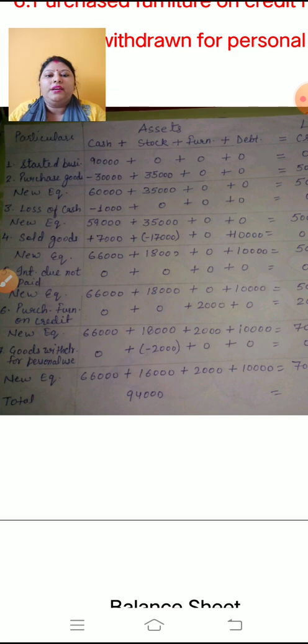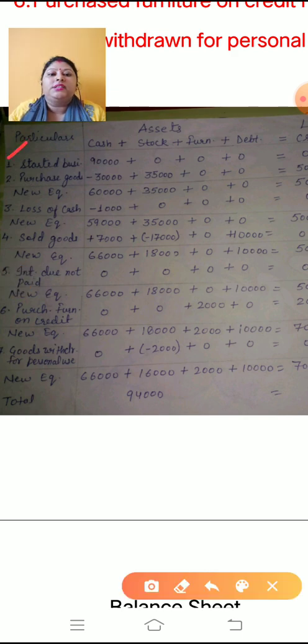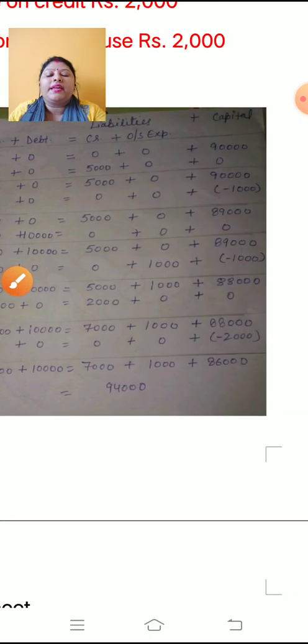On the particular side you have to write down the first transaction: started business. If you have space, children, you can write down the whole transaction, started business with cash. I do not have sufficient space, so I write only started business. Now with cash we have started the business with 90,000. So the effect is 90,000 you have to add in cash and 90,000 in capital.